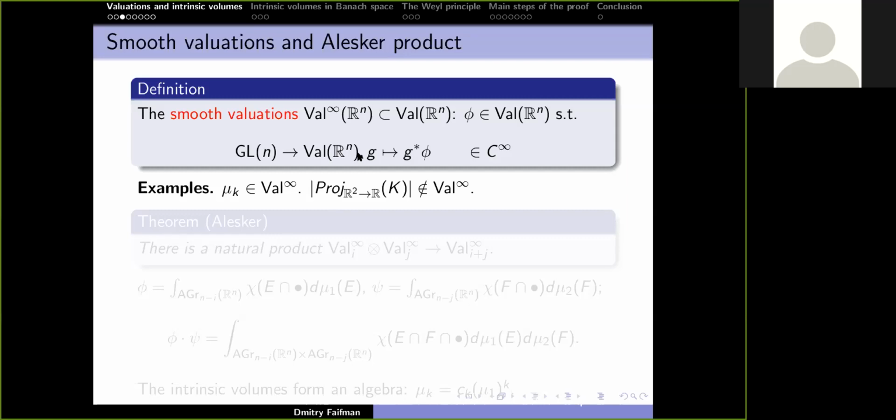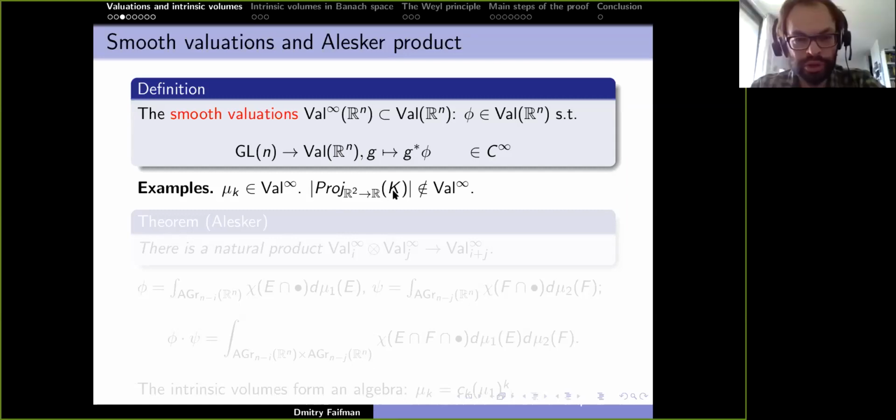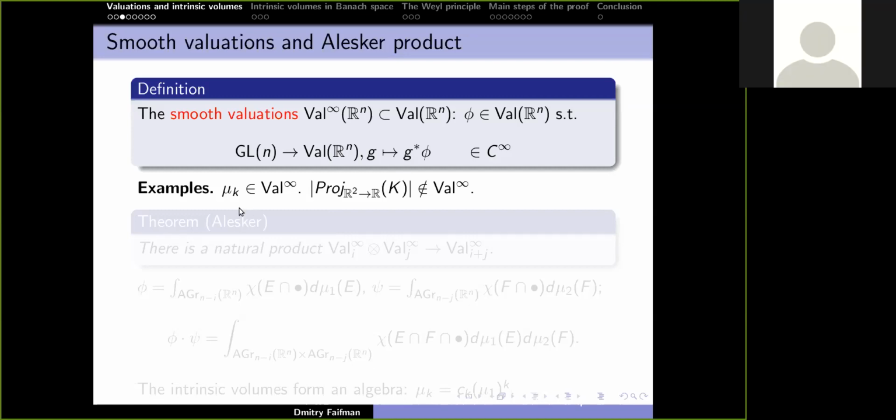Excuse me, Dmitry. Yes. So is the intrinsic volume of the smooth convex body a smooth valuation? So there's no need to say a smooth convex body. Valuations are at this point functions on all convex bodies. And yes, the kth intrinsic volume is just a smooth valuation on all convex bodies. Oh, yes, sure.